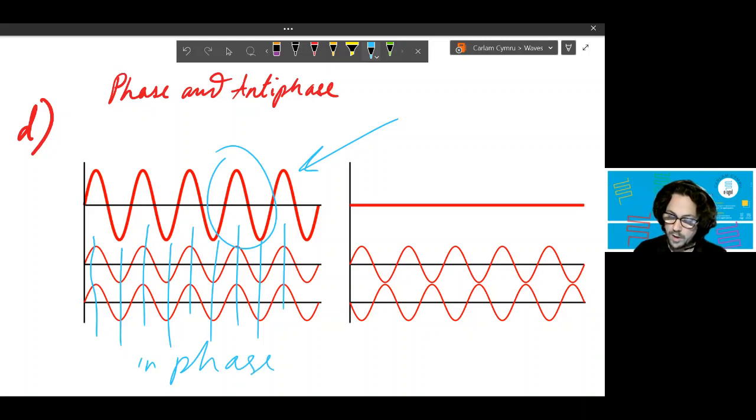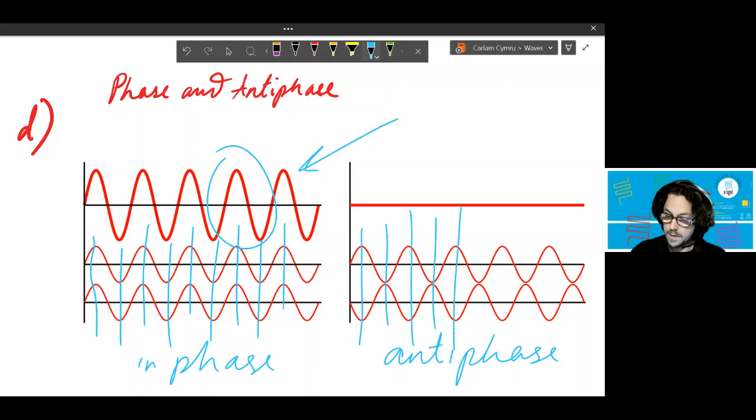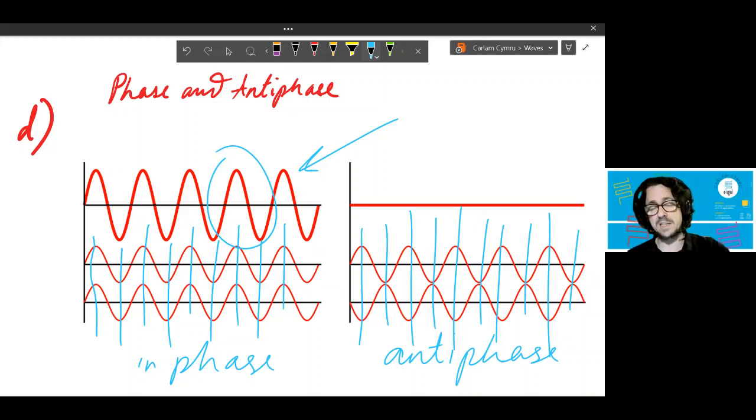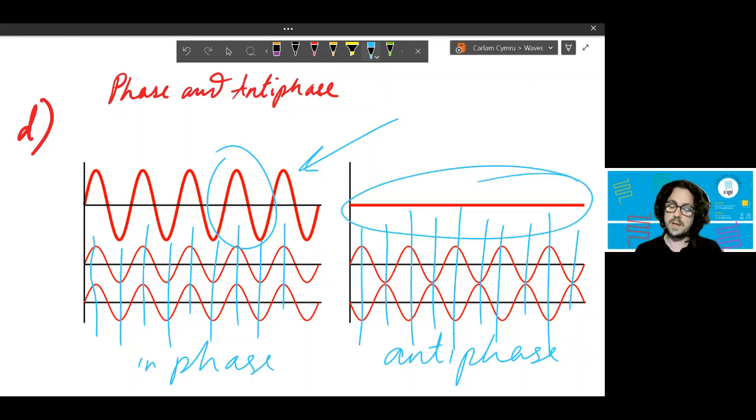And now we're going to look at antiphase. Antiphase is where we have peaks meeting troughs all the way along, and they are completely out of phase. The subsequent superposition of those two waves, as you may have guessed, if a peak meets a trough, if you like a maximum positive displacement meets a maximum negative displacement, the result of that will be that they will cancel each other out. And you'll end up with zero displacement for those two waves.